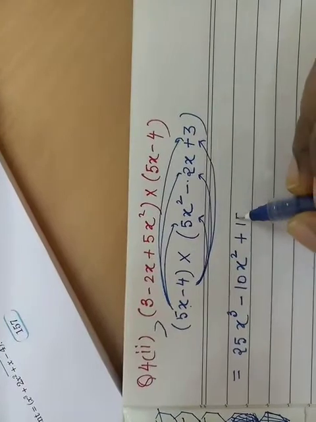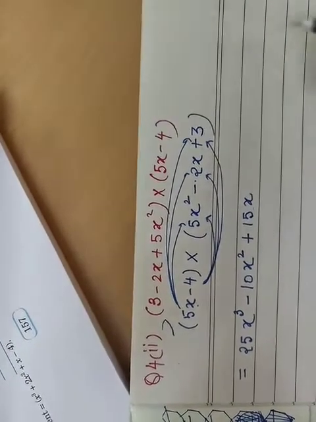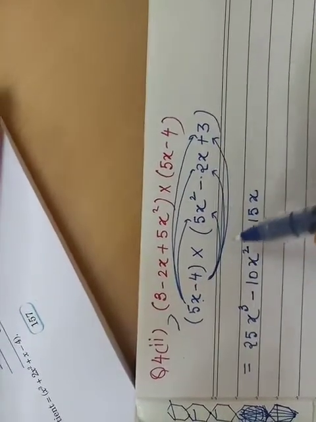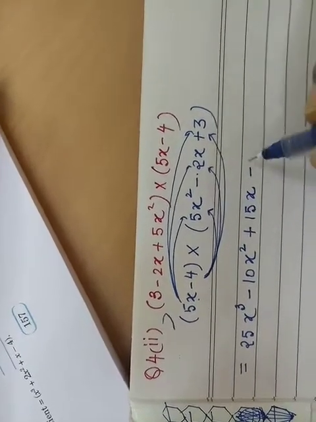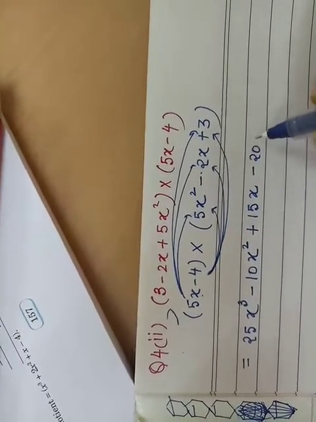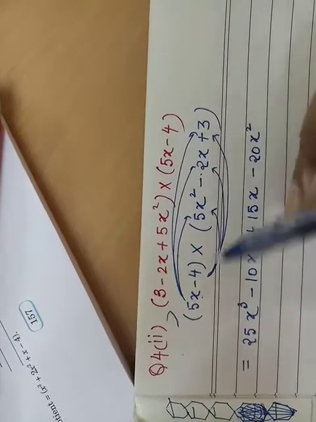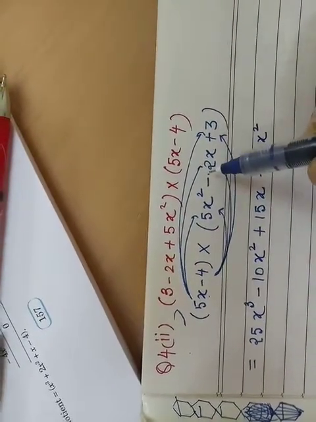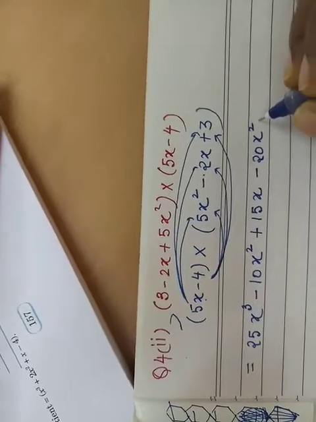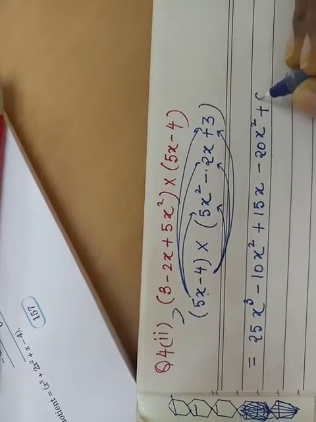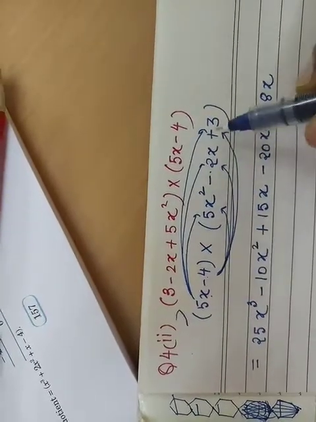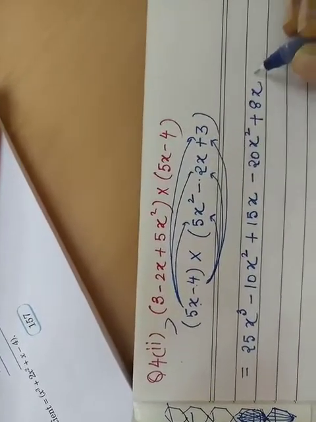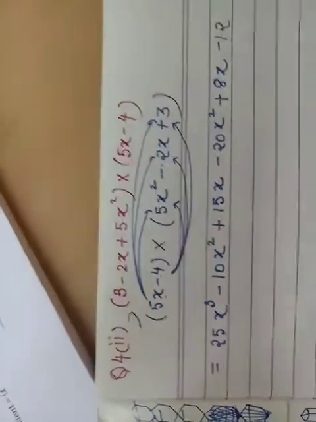5 3s is 15x. Now minus 4 into plus 5x square will give you plus minus minus. 5 4s is 20x square. Minus 4 into minus 2x will give you minus minus plus. 4 2s are 8x. Minus 4 and plus 3 will give you minus 12.